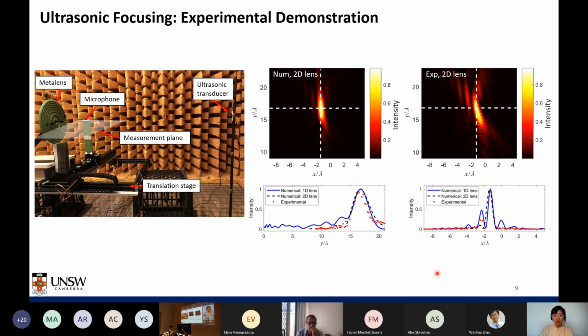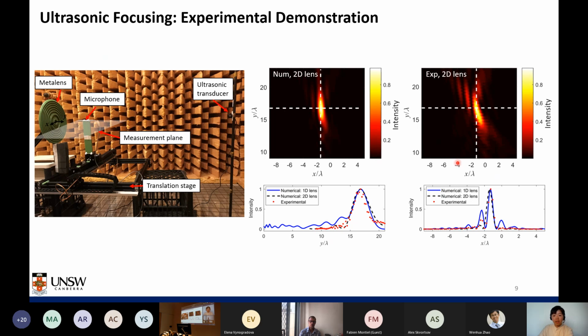The results show that our proposed metagrating approach can successfully achieve acoustic focusing in ultrasonic frequencies, even for different focal lengths. To validate our metagrating-based design principle, we conduct an experimental study of our ultrasonic metalens inside an anechoic chamber with the setup as shown on the left figures. A single ultrasonic transducer is used to generate the incident wave at 40 kilohertz, and the transducer is slightly shifted from the y-axis of the metalens to suppress the multiple reflection between the lens and the transducer.